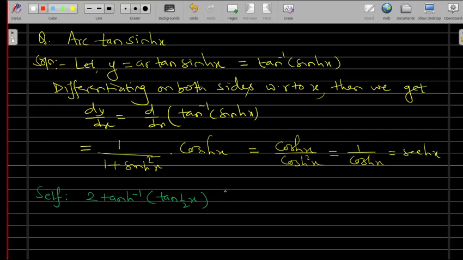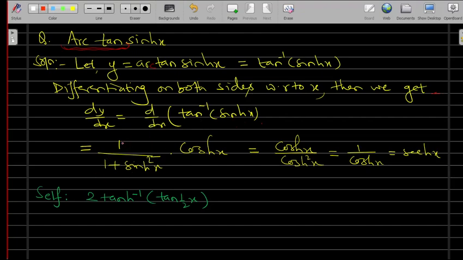Now the next question is find the derivative of arc tan sine hyperbolic x. This is also called inverse. Y equals arc tan sine hyperbolic x, equal to tan inverse sine hyperbolic x. This means inverse. Now differentiating both sides with respect to x, we obtain dy by dx equal d by dx of tan inverse sine hyperbolic x. So the derivative of tan inverse x is 1 over 1 plus x square.